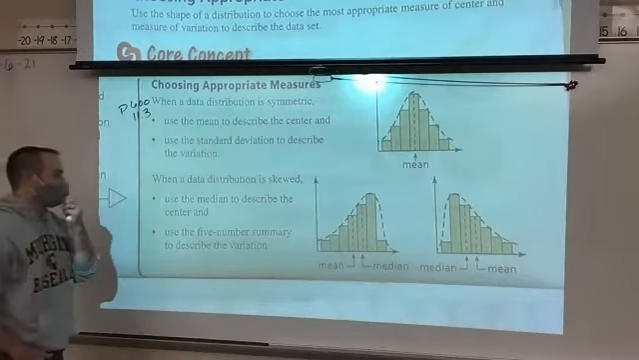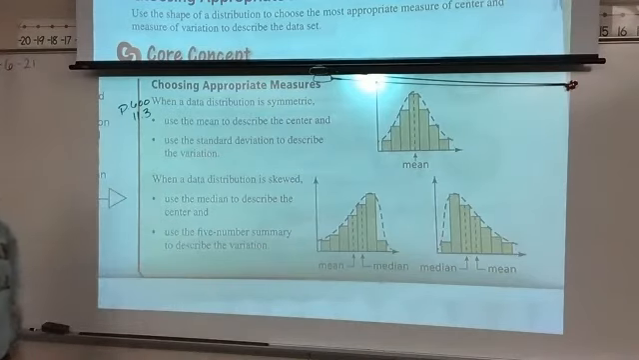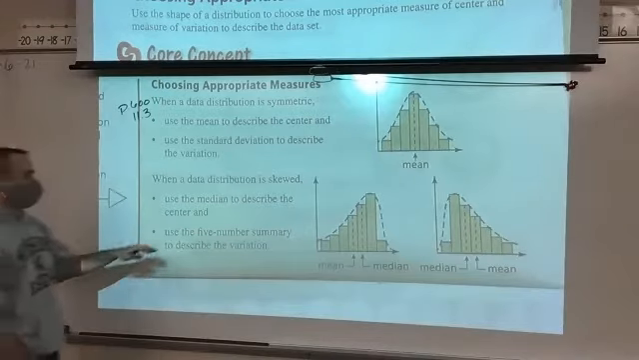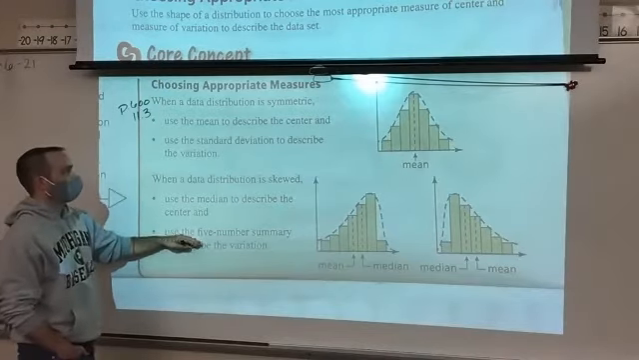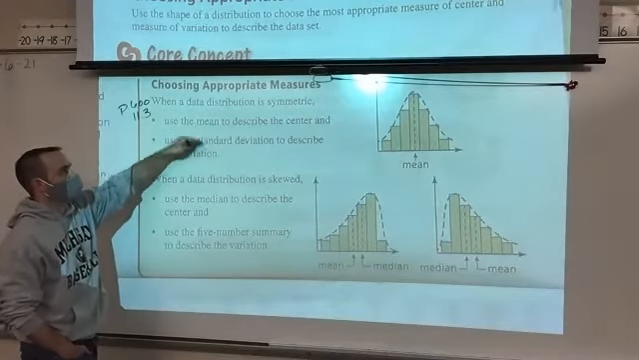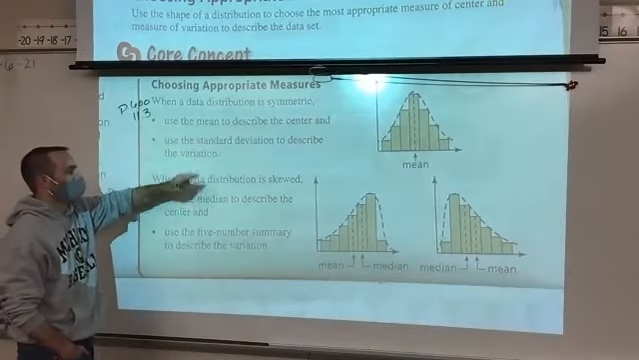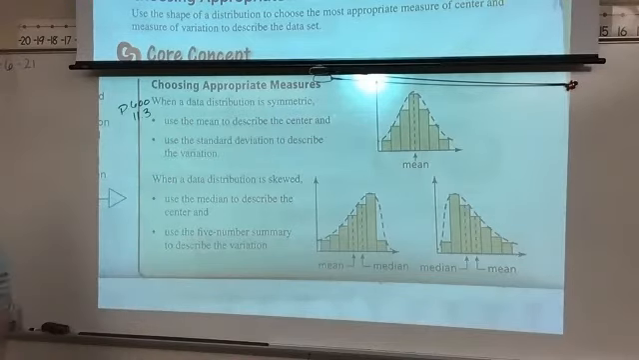And then also when it's skewed, we're going to use that 5-number summary. Remember that 5-number summary was our box and whisker plot, and specifically the 5 numbers that we use to create it. So when it's skewed, we're using the median and the 5-number summary. Okay, you just got to remember those things. If it's symmetric, mean and standard deviation. If it's skewed, it's median and 5-number summary.